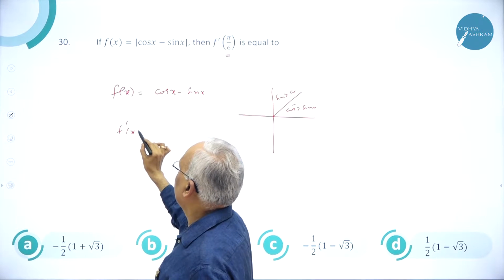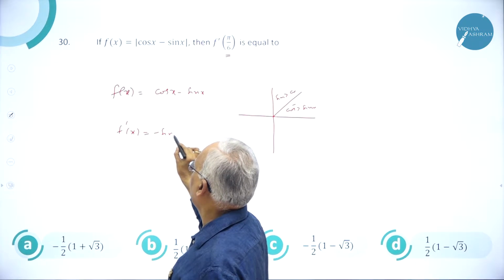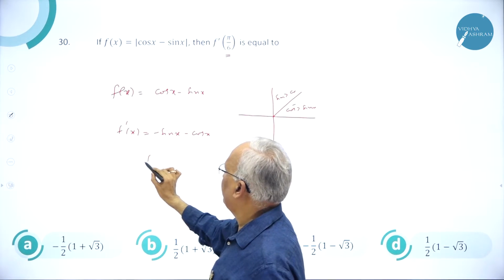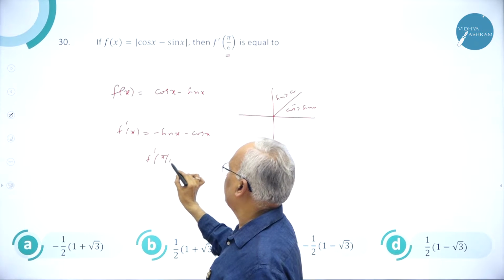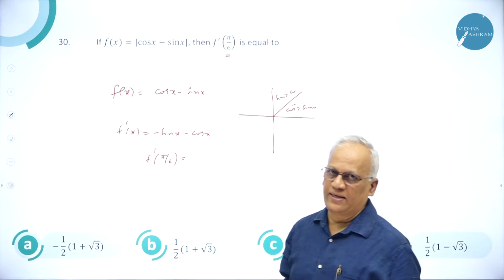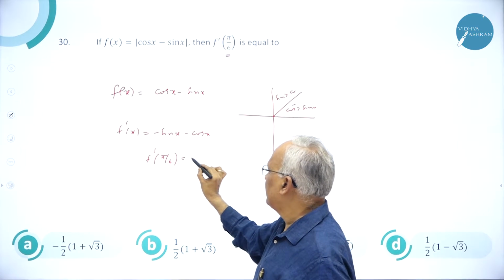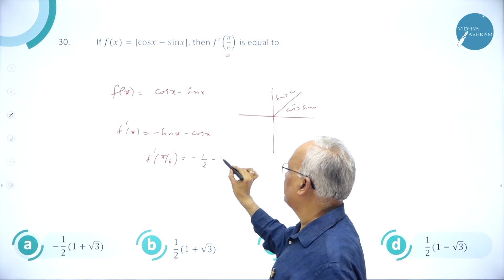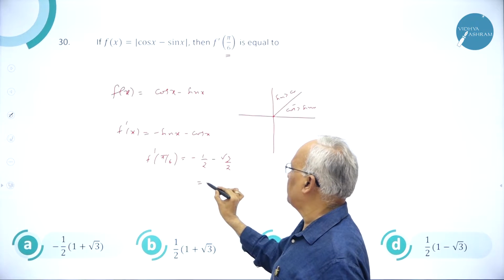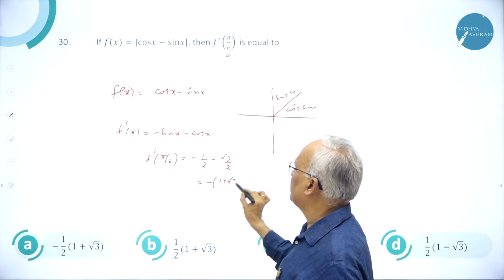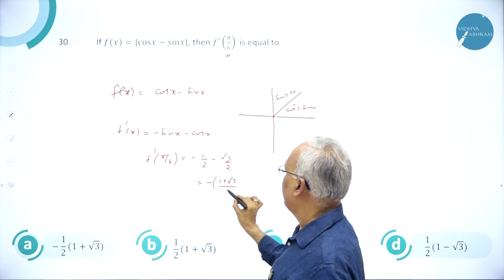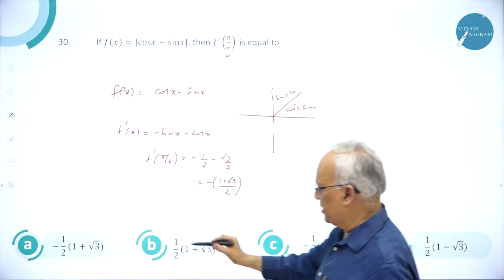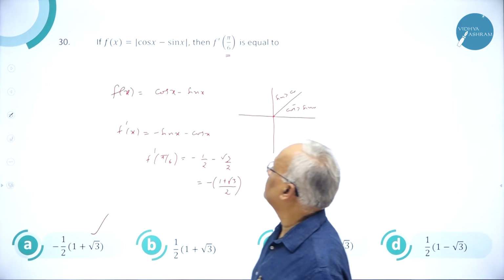F dash x is equal to minus sin x minus cos x. Now you find f dash pi by 6. F dash pi by 6 is minus sin pi by 6, which is 1 by 2, minus cos pi by 6, which is root 3 by 2, which is equal to minus of 1 plus root 3 divided by 2. Minus of 1 plus root 3 by 2 is the answer. This is the answer. Okay?